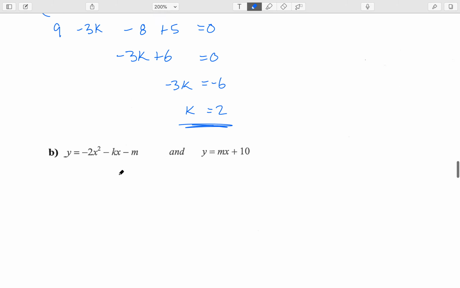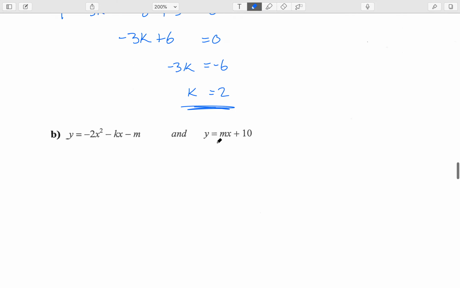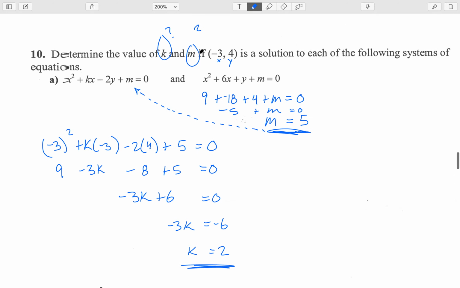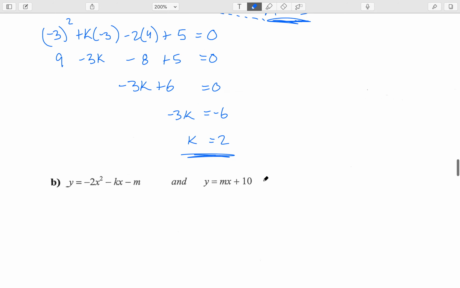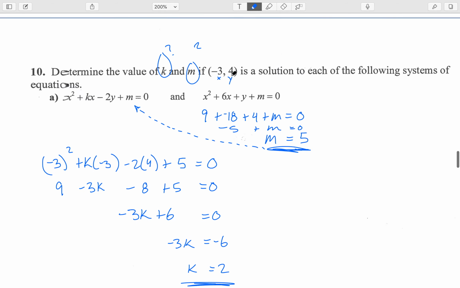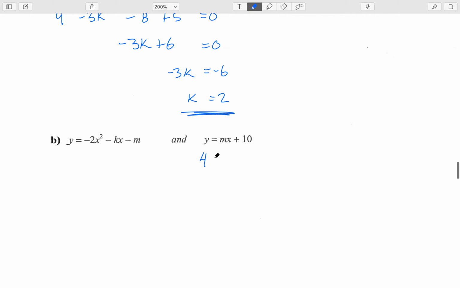Okay. What about this one? This is a different system, right? Y is equal to, this one's got k's and m's. Y is equal to, this has just got m's and x's. Let's start here once again, right? So I have to figure out what is k and m. I have a feeling it's a different k and a different m because it's a different system. However, this is still my x and y. So y is equal to m times x plus 10.